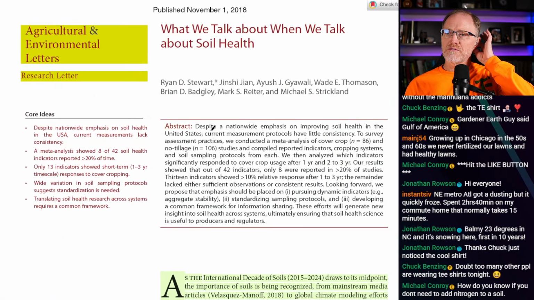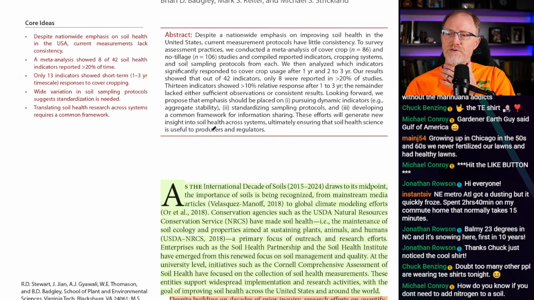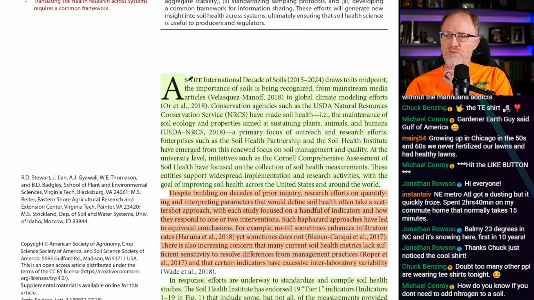So in "What We Talk About When We Talk About Soil Health," as the International Decade of Soils draws to a midpoint, the importance of soils is being recognized. From mainstream media articles to global climate modeling efforts, conservation agencies such as the USDA Natural Resources Conservation Service have made soil health, the maintenance of soil ecology and properties aimed at sustaining plants, animals, and humans, a primary focus of outreach and research efforts.